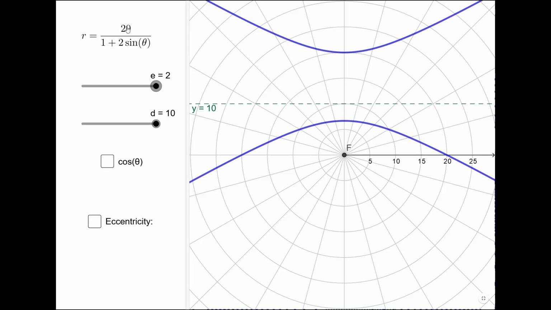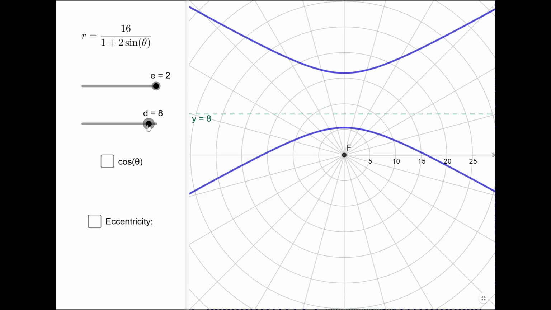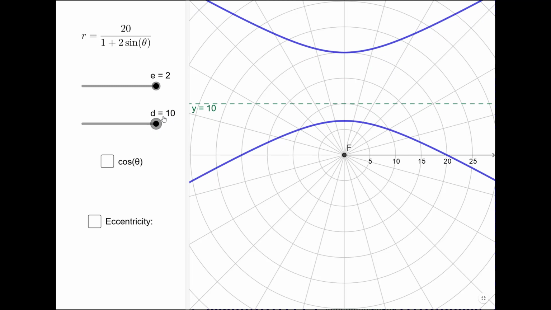So where does this 20 come from? Well, the 20, again, is just the eccentricity times the directrix. Or maybe we'll be more specific, it's times the absolute value of the directrix. Because what happens if we change d and we make it, if we change our directrix and make it negative?